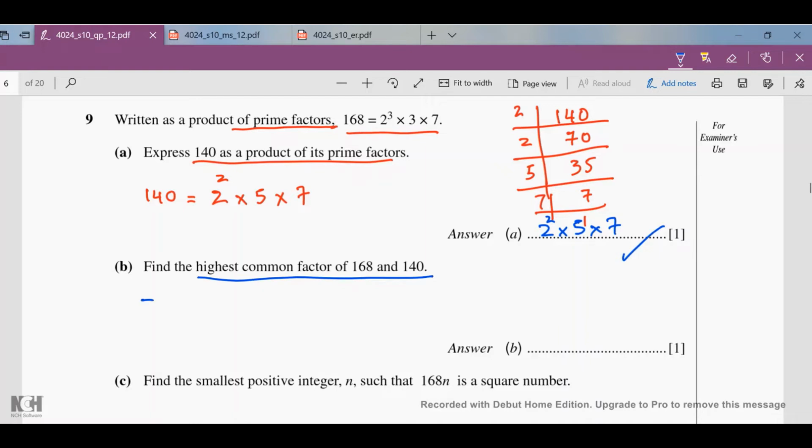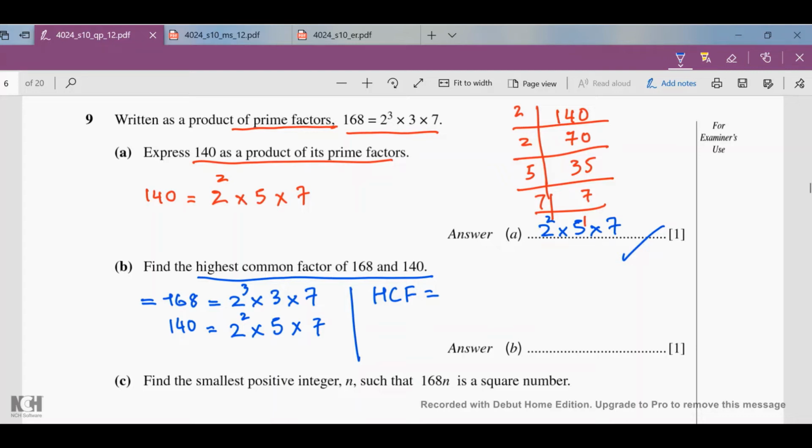Okay, for highest common factor, the 168 factors are 2 cube, 3 and 7, and 140 prime factors are 2 square, 5 and 7. Okay, I am finding HCF, highest common factor, that is required, but I will also explain how to find the LCM, which is not required here, but I want to write the answer to discuss with you.